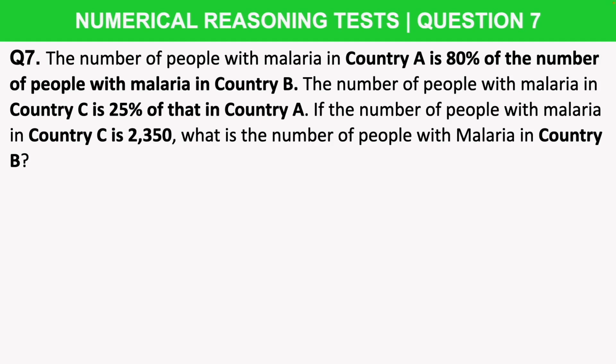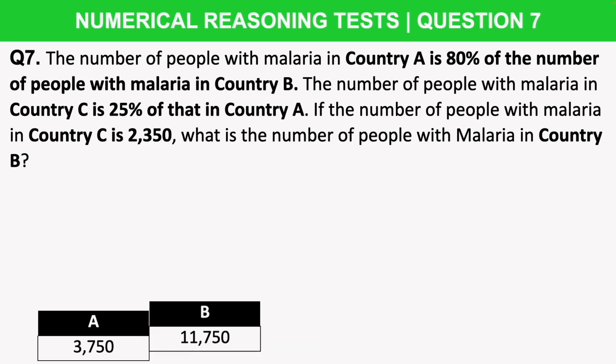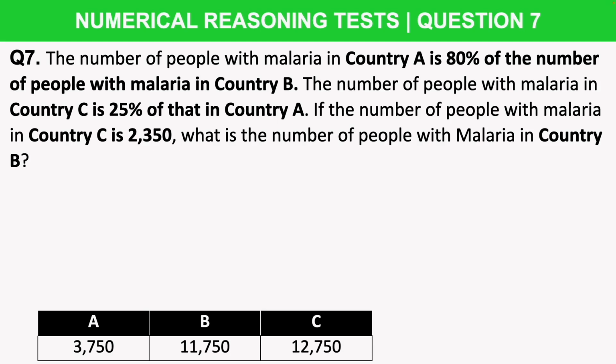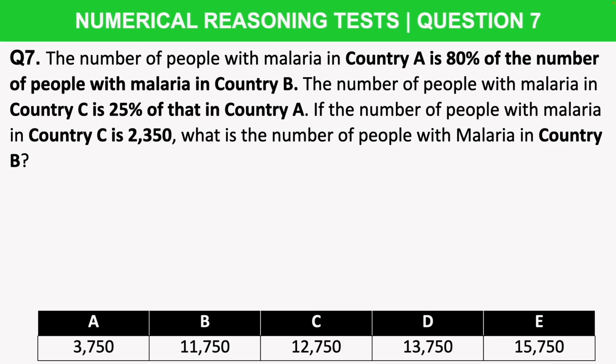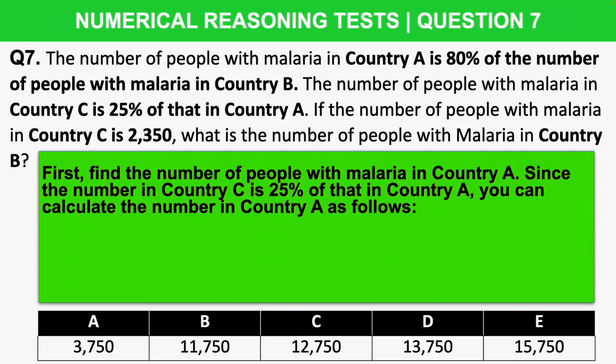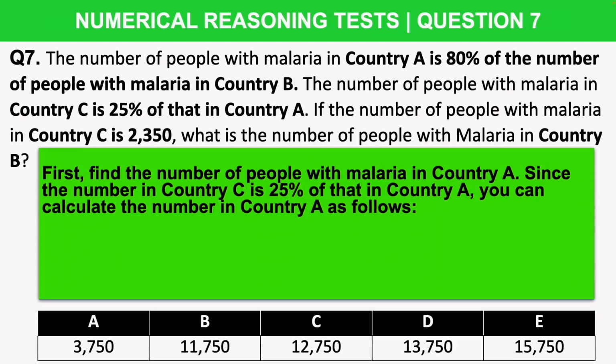Wow, that sounds really confusing, but don't worry, I'm going to break it down for you and put this into real simple terms. So here are your answer options: A, 3,750, B, 11,750, C, 12,750, D, 13,750, and E, 15,750.